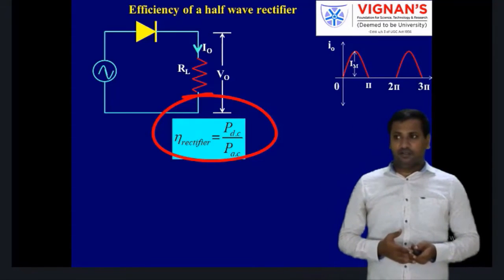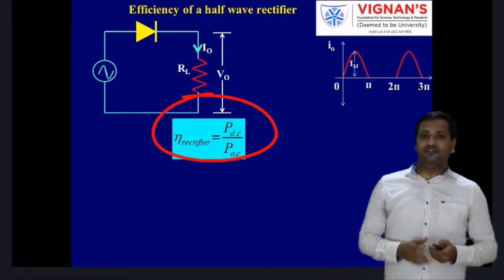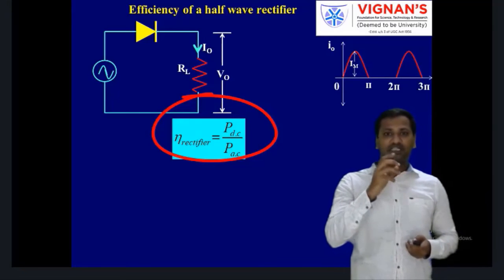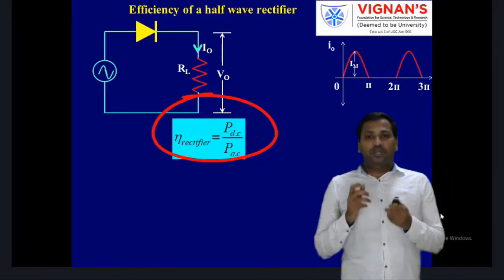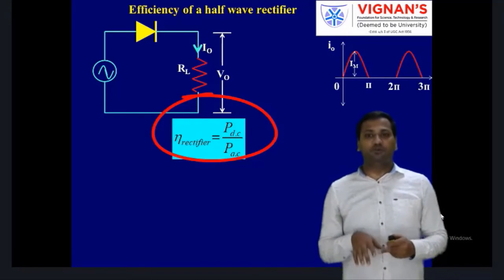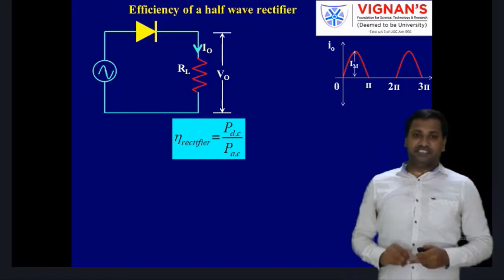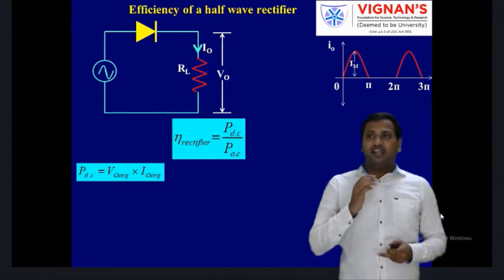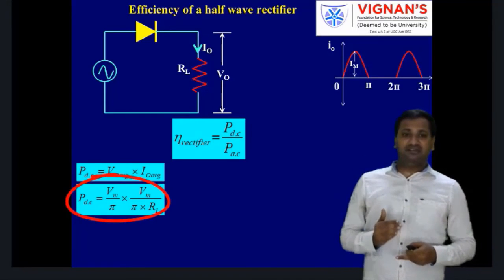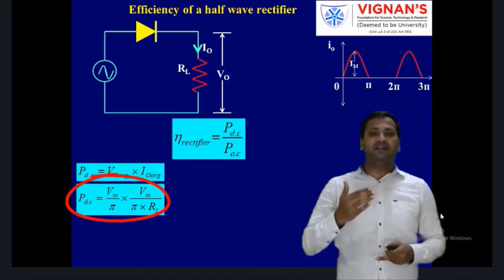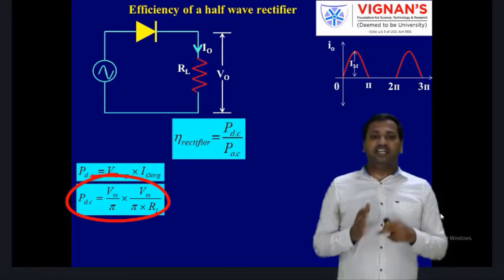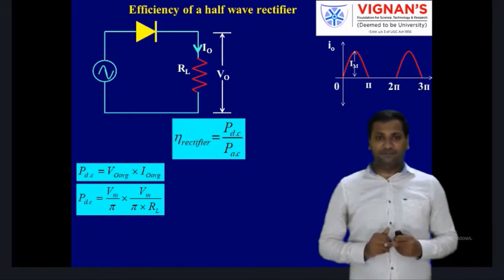So for finding the output DC power, we need voltage and current. That is nothing but the average voltage and average current. We already found the average and RMS values of this half wave rectified output waveform in the previous sections. The average voltage is Vm by pi, and the average current is Vm by pi RL. By multiplying this average voltage and average current, we get the DC output power of the rectifier.